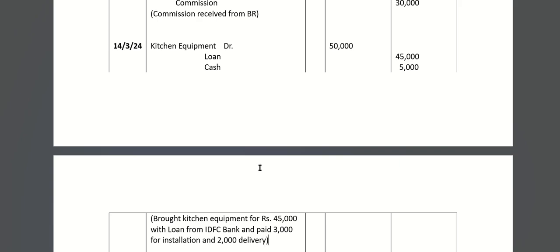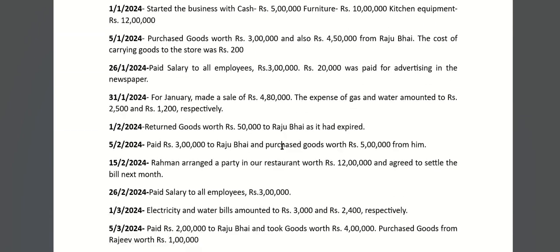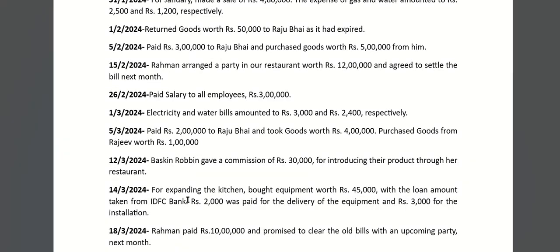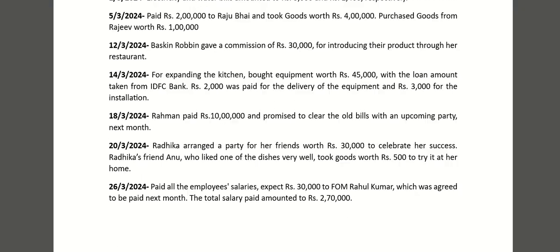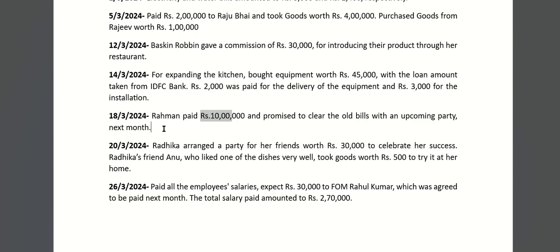Now it is very clear why we have written such a journal entry. Now we can move on to the next day's transaction. The next transaction happened on 18th of March. What was the transaction? Rahman paid rupees 10 lakh and promised to clear the old bill with an upcoming payment next month.